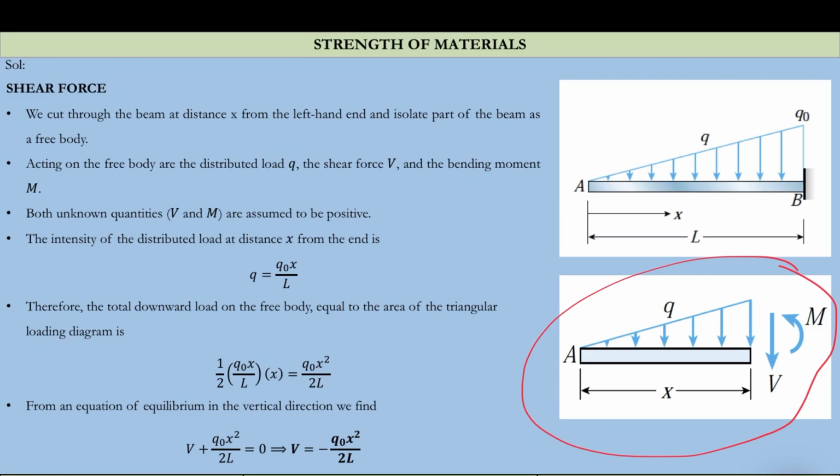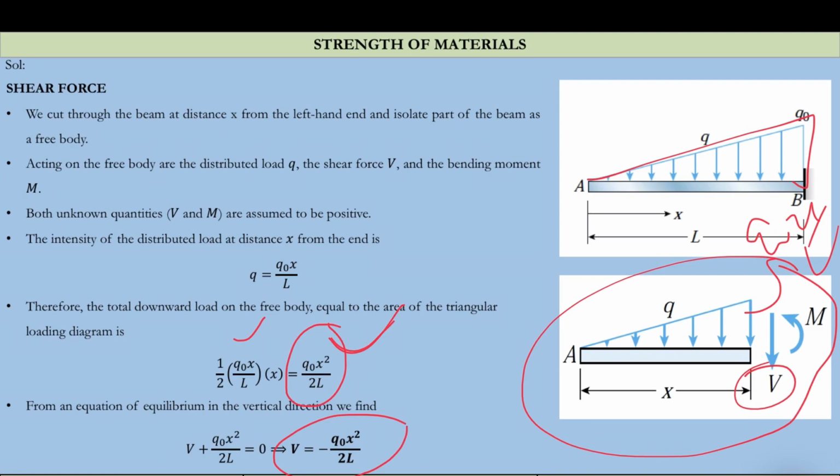Now, how much is the total downward load? This much is the total downward load. The area of this section is half into q naught x by L into x, so q naught x square by 2L. This load will be balanced by the shear force. Both are in the downward direction, as we have assumed V to be downward. So V comes out to be minus q naught x square by 2L. That means the assumed direction is wrong, so the shear force will be acting upward.